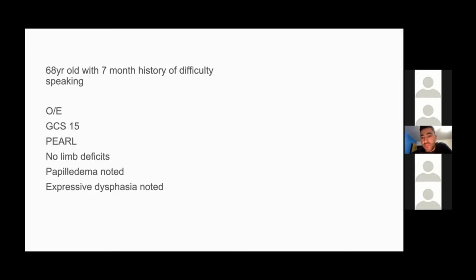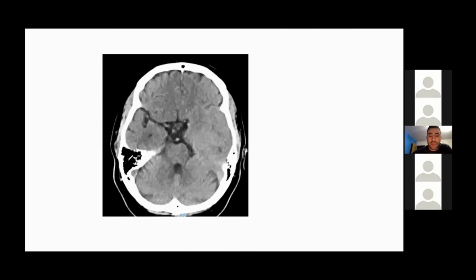His GCS is 15, and his pupils are equal and reactive, and there's no limb deficits. But you notice that he has papilledema, and he has an expressive dysphasia. So he understands everything you're saying, but he's really struggling to produce complete sentences. So this is his CT scan. I'll give you a second to try to work out what's going on.